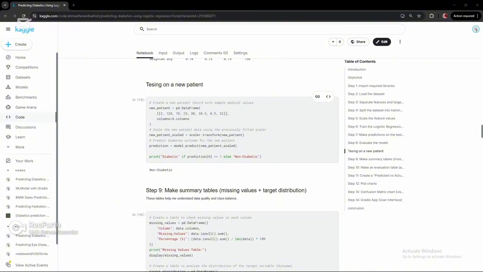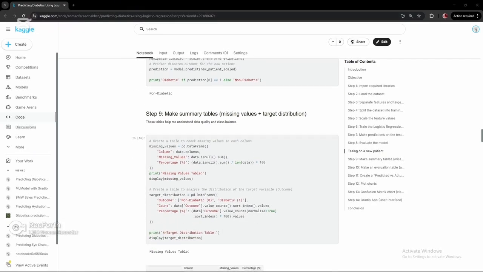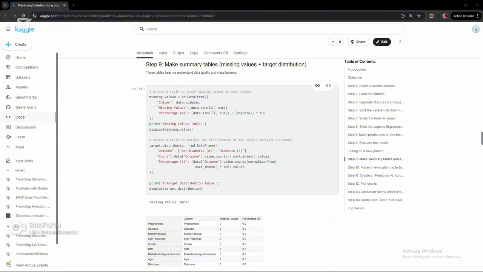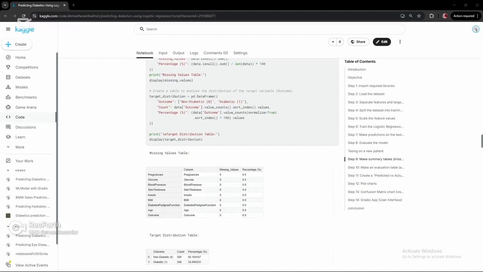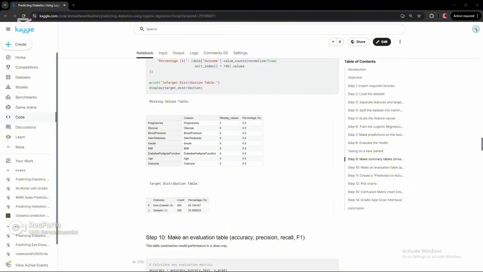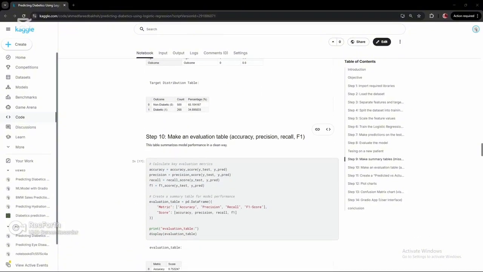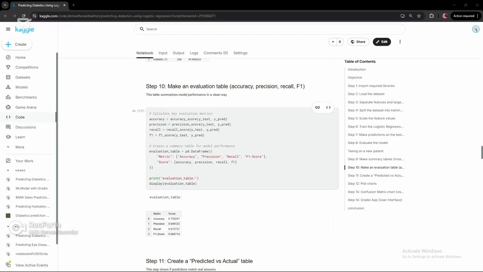I created summary tables to check missing values, which were 0 across all the columns. Target distribution also showed a class imbalance, with more non-diabetic cases than diabetic cases, which explains some of the evaluation results. I created an evaluation table showing accuracy, precision, recall, and F1 score in a clean format. This makes the results easier to understand and to present to someone.